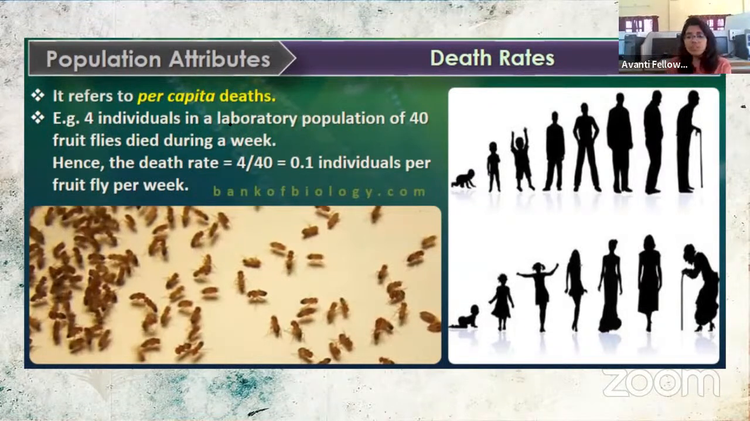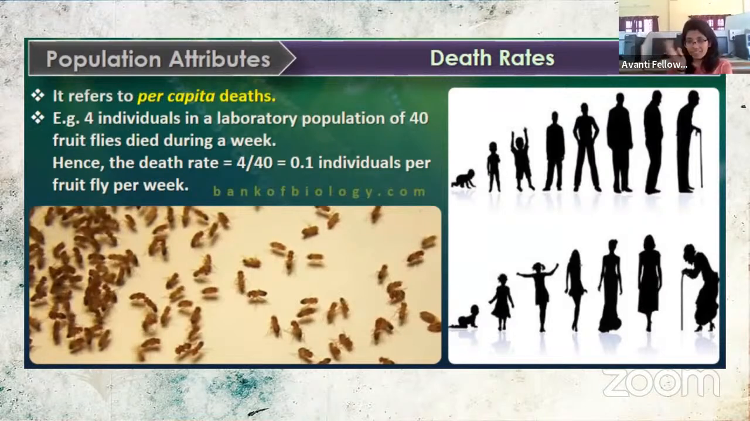Okay, so the death rate will also be calculated the same way. How many organisms have died and what was the initial number of organisms? Let's say there are a total of 40 individuals in a population. We have 40 individuals, like fruit flies. 40 fruit flies are there. Out of them, 4 individuals have died.